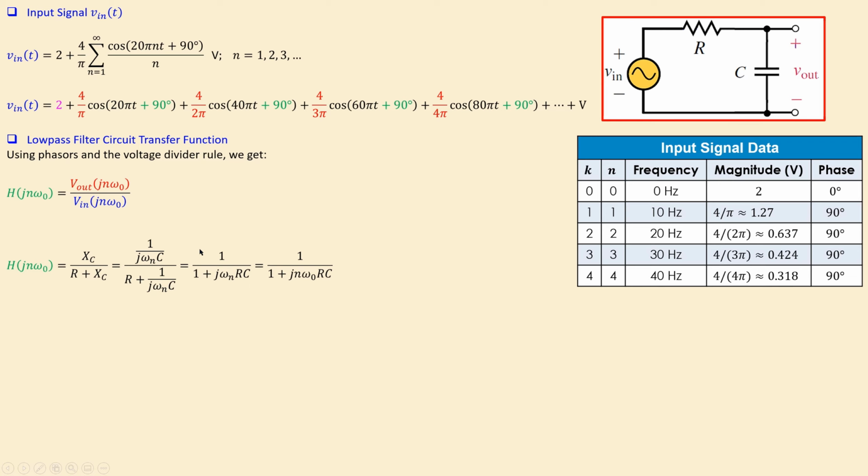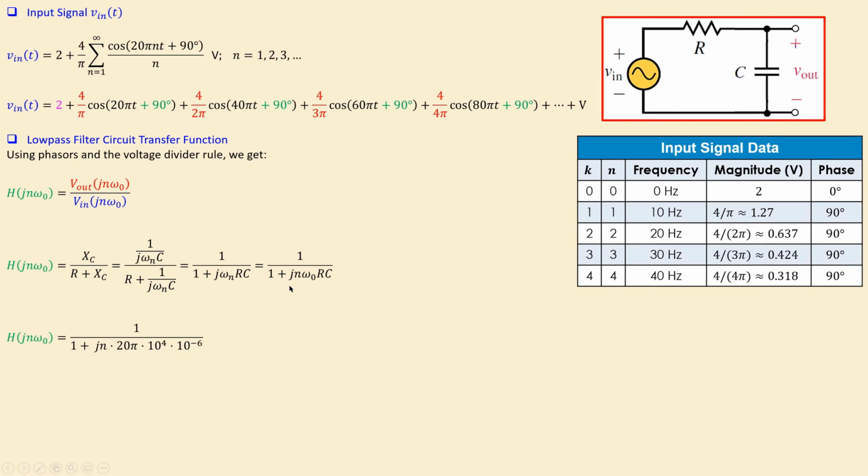Now, this is already a little bit simplified, but we can already substitute omega_n with n times omega_0, which is then n times the fundamental frequency. That is actually what we will use later on. This is the expression for our low-pass filter transfer function. So it is 1 over 1 plus j n omega_0 times RC.